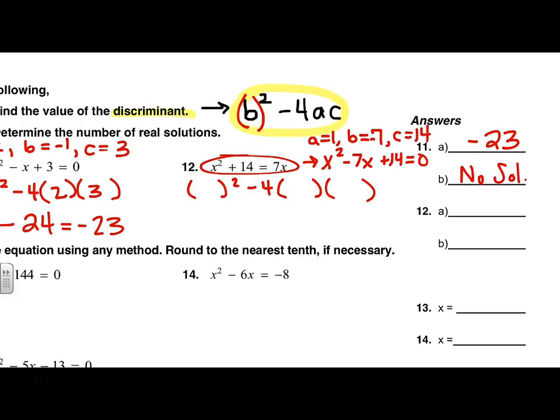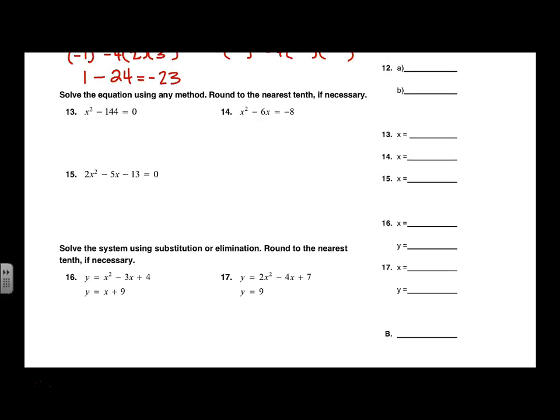At this point, kiddos, hold on, let me finish this right here. At this point, you need to plug into your formula. If it's a 0, then there's one solution. If it's a positive number, then there are two. And if it's a negative number, there's no solution. We didn't get to the end.